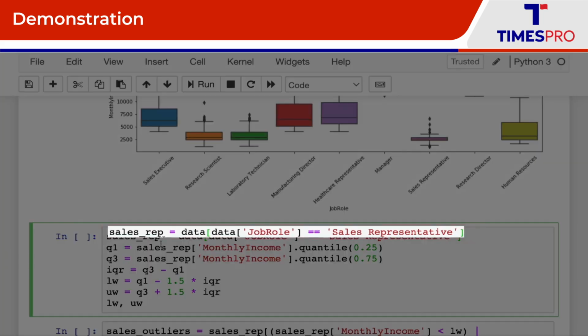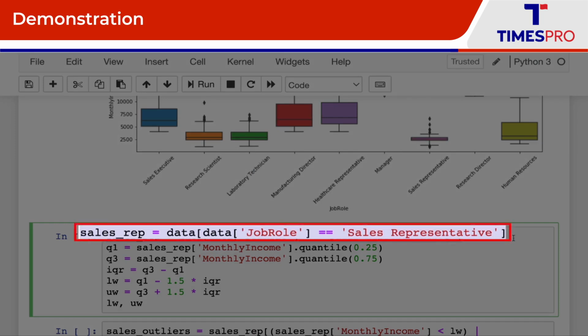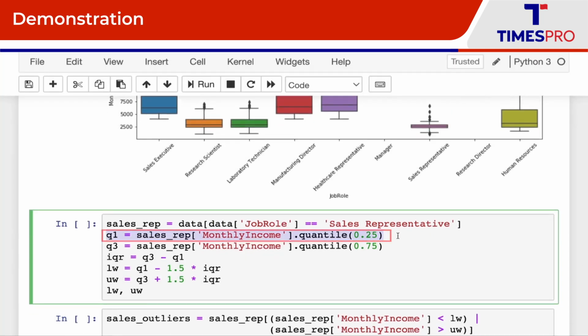So what I'm doing is I'm filtering only for sales representative, this particular group alone. I'm filtering in the job role column, and then calculating Q1, the first quartile, using the quantile function. So you have to give 0.25 for first quartile, 0.5 for second quartile, and 0.75 for third quartile. So Q3 can be calculated using dot quantile 0.75.